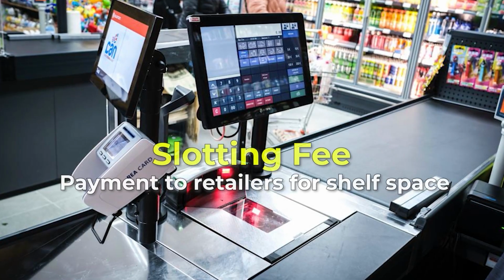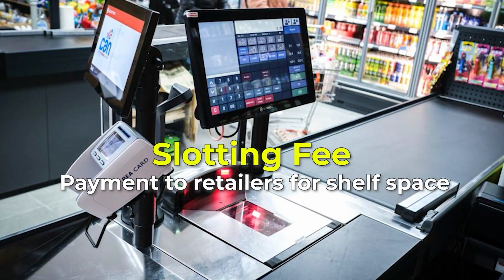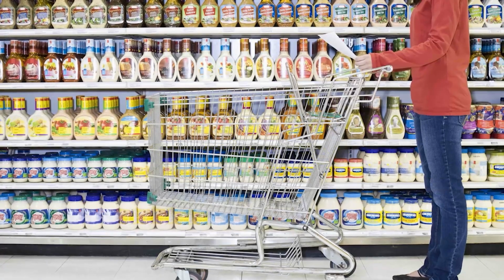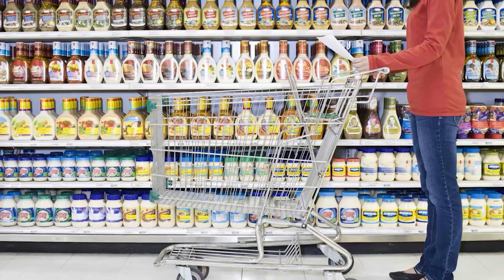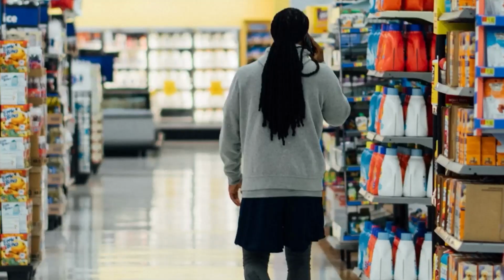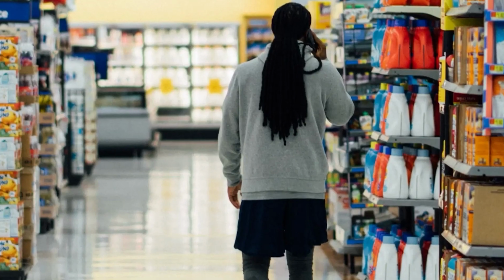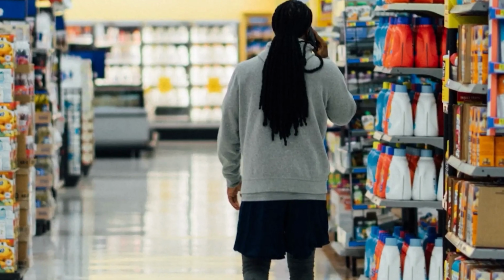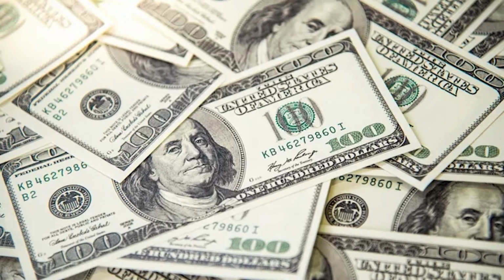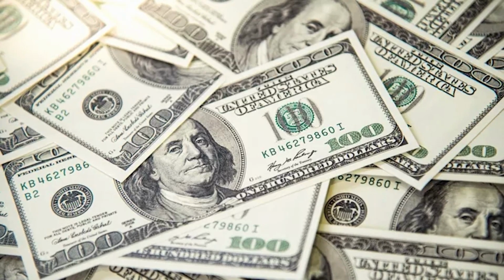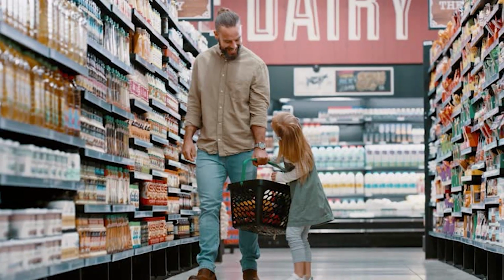Number 10, slotting fee. What is a slotting fee? Slotting fee is a payment to retailers for shelf space. A lot of people don't realize that whenever you walk into certain stores or C-stores, you're wondering, hey, how does that brand have that great end cap, or how does that brand have that great cooler space? They're paying slotting fees. And sometimes slotting fees can be from $10,000 to $100,000, but they're paying slotting fees in hopes of getting major sales that can repay back the slotting fees.